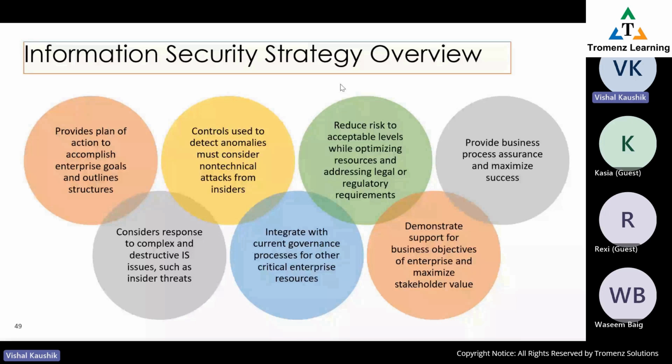So the overall goal of security is business process assurance, and there's no exception to any business. This helps protect the value and enable value creation as defined by the enterprise.